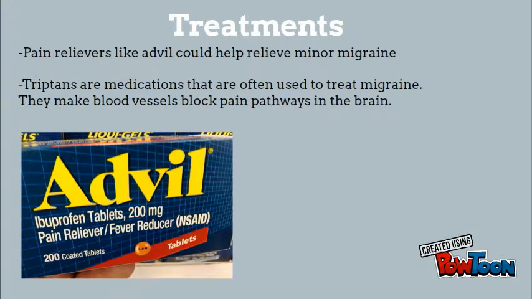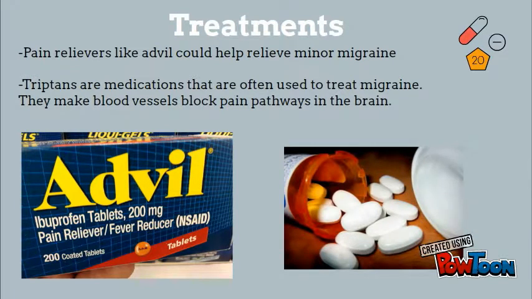Treatments. Pain relievers like Advil could help relieve minor migraine. Triptans are medications that are often used to treat migraine. They make blood vessels block pain pathways in the brain.